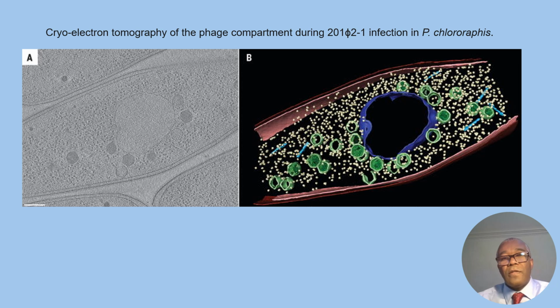So like this Pseudomonas phage infection of Pseudomonas chlororaphis, it formed a temporary nucleus. So the viruses, what we're getting at, have the capacity to form the nucleus.